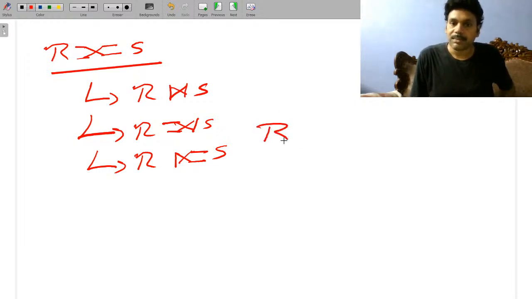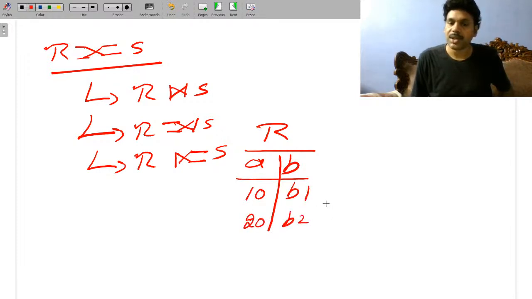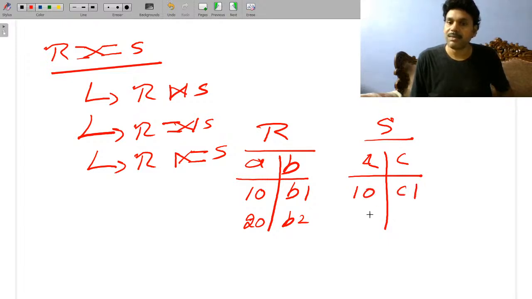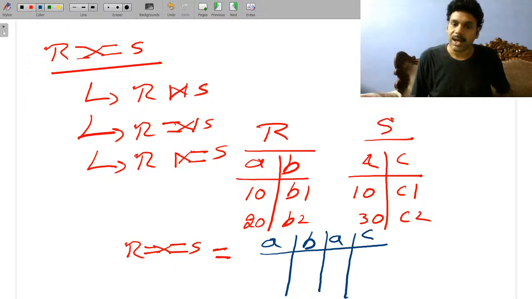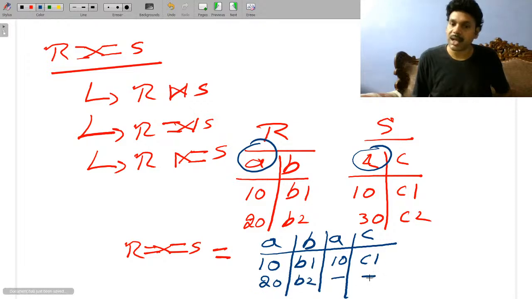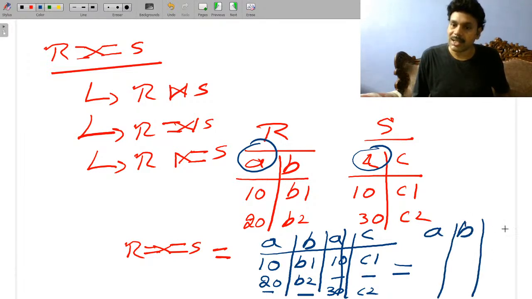Now I am giving you an example here. R consists of AB: 10 B1, 20 B2. S consists of AC: 10 C1, 30 C2. If I am asking what is R full outer join S, your answer is 4 columns, that is AB, AC. Now I can write first the common. A is common between them. So 10 B1, 10 C1. Then the left side remaining, 20 B2 null null. Right side remaining, 30 C2. This I can write by eliminating your common column, that is A and B and C.